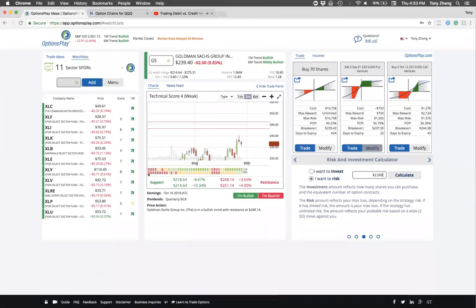Maybe let's go to $2,500. If we go to $2,500, I can sell 4 contracts of this and 3 contracts of this. So both of them have roughly exactly the same amount of risk, $2,000. So let's compare the two side by side.